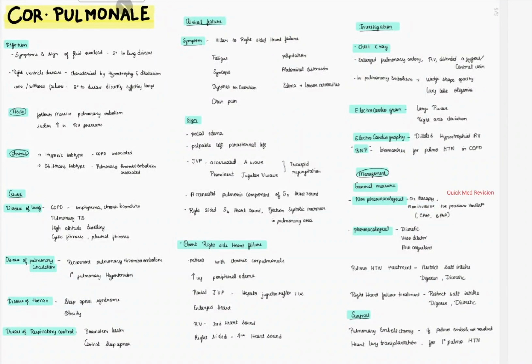Cor pulmonale. Symptoms and signs of fluid overload secondary to lung disease. So there will be fluid overload. It's basically right ventricular disease characterized by hypertrophy and dilatation with or without failure. Mainly mention this secondary to disease directly affecting lungs. Now let's look at it in detail.